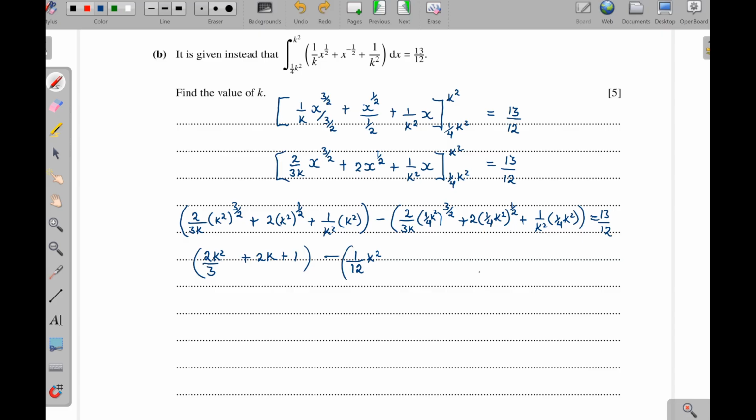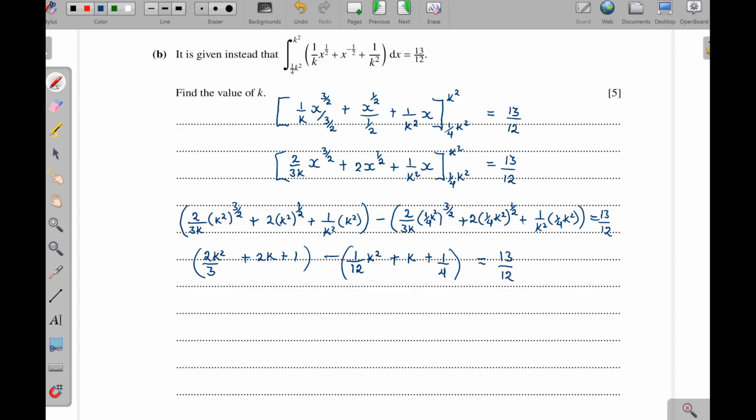Then next, what shall we have here? We shall have 2 times the square root of a quarter will be a half. So this one goes, and then the square root of k squared then will be a k. So that means we are having a k here. And then how about here? You have k squared going with this, and then you will have a quarter. So we have a quarter here, then which is equal to 13 out of 12.